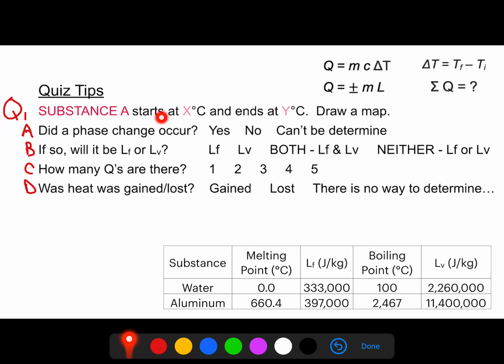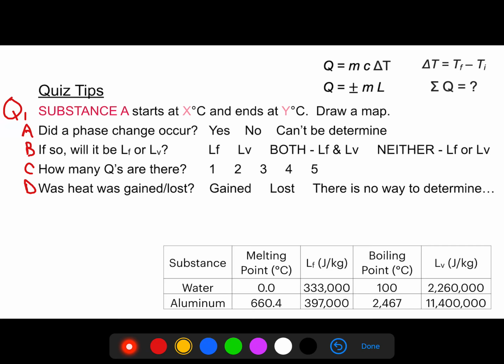Then it's the exact same prompt: substance A starts at X, ends at Y. How many Q's are there? And that's by drawing that map. Did you have 3? Did you have 5? Or did you simply have 1? Okay, so that's what that is asking: how many different Q's were there, and then it's 1, 2, 3, 4, 5 as the max we're going to have at this point.